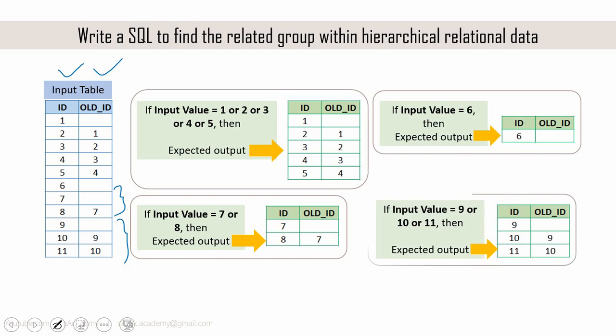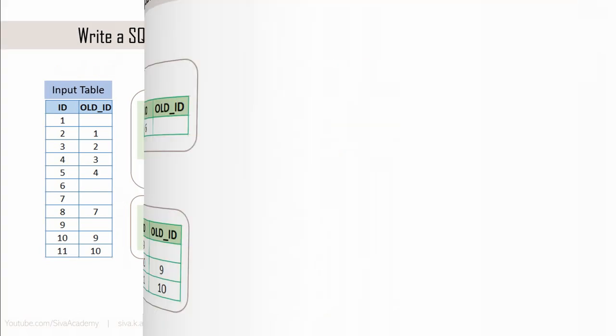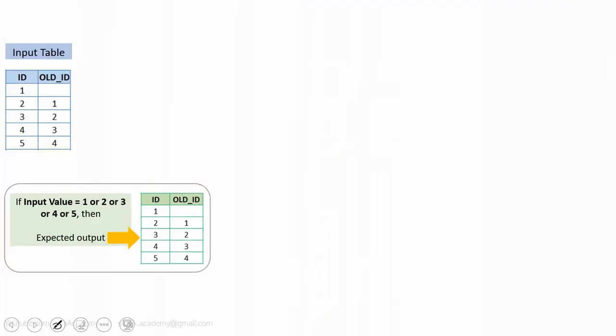Now let me show you how to implement this logic using SQL. Basically I'm going to follow a two-step approach. The first step is, for whatever value I'm giving as input, I'm going to find the root node, and the second step is, from the root node, I'm going to display all the leaf nodes. For example, if I pass 3 as an input, first I will find what the root is for this 3. In this case 1 is the root.